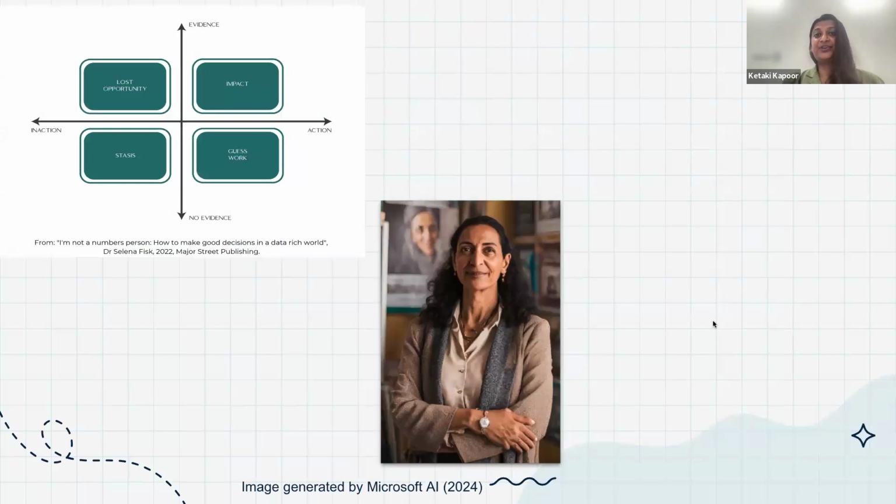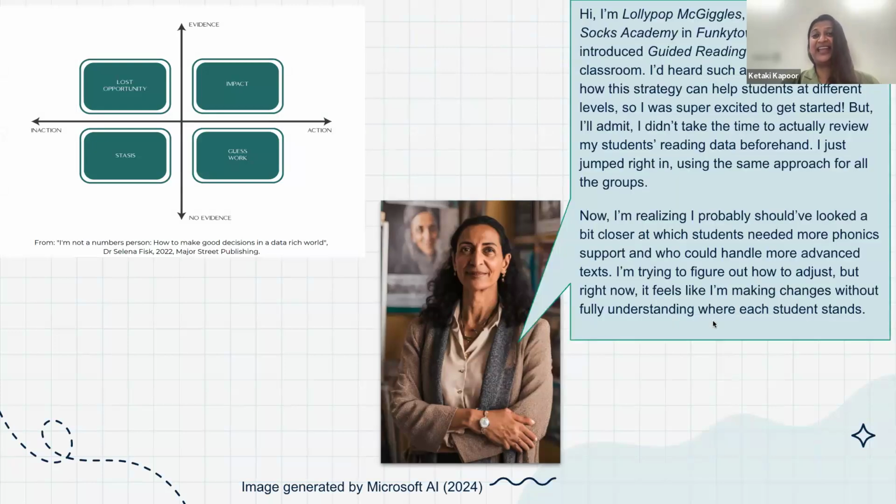I've got a persona right here in front of you. As we look at this persona, it's also like a teacher that you may resonate with, in terms of where she falls within this quadrant and why. So here we have Miss Lollipop McGiggles. She's someone who's introduced guided reading in her classroom. She's heard such amazing things about how to get started, but she doesn't really know where her students are when it comes to their reading levels.